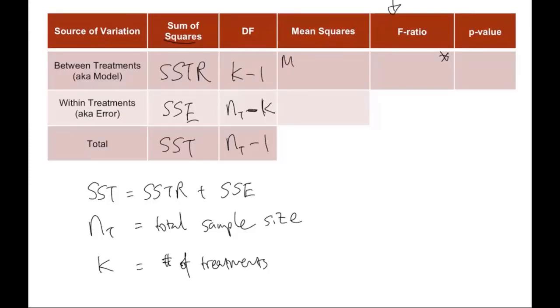So the first thing is MSTR, because this is for treatment, right? For treatment. Okay, that's equal to SSTR over K minus 1, right? K minus 1 is the corresponding degrees of freedom. Similarly, for here, it's going to be MSE equals SSE over NT minus K, right? Okay, we are almost there, almost there. So the very last thing we need to do here, okay, yes, yes.